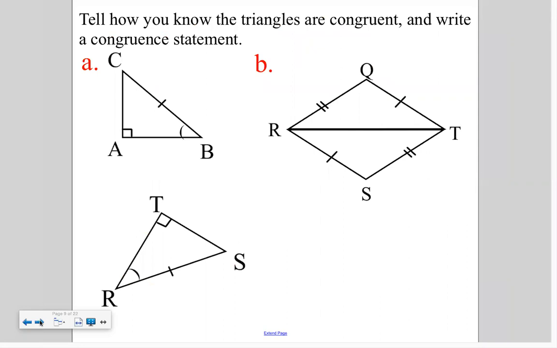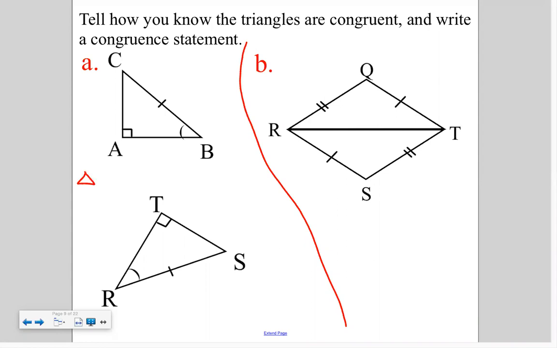All right. Tell how you know the triangles are congruent and write a congruent statement. On the left-hand side, we've got these two right triangles. It looks like we got a right angle, single hash, single arc, and then a single hash. Right angle, single arc, single hash. So it looks like they're correct. Angle, angle, side. It looks like these both work.